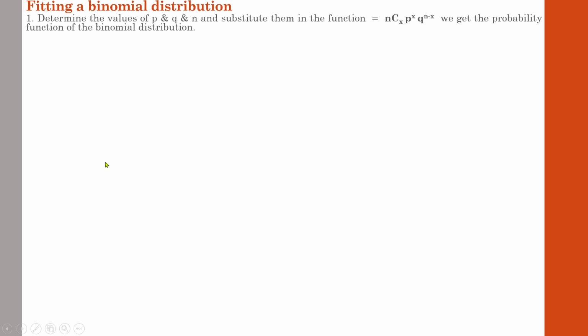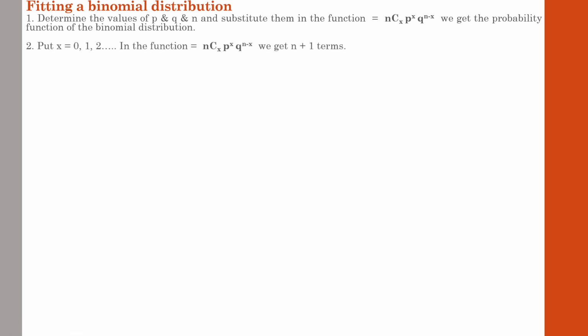And substitute those values with regard to P, Q and N in the binomial distribution function of nCx into p raised to x into q raised to n minus x. We have learned all these things, so that we will get the probability function of the binomial distribution. This is how we are identifying the probability of certain random events. So first, you need to identify P, Q and N.